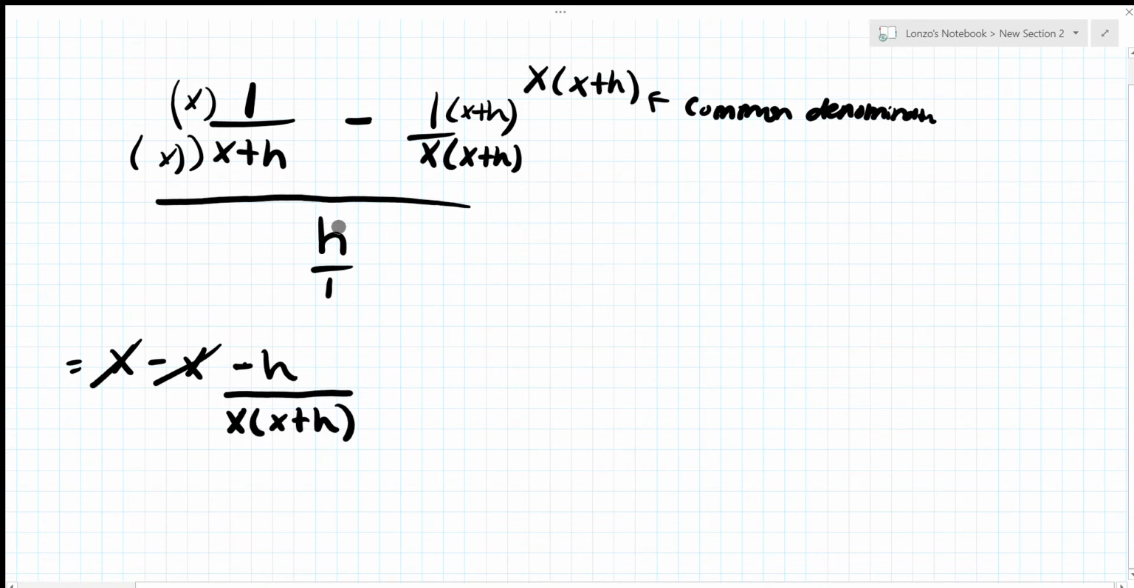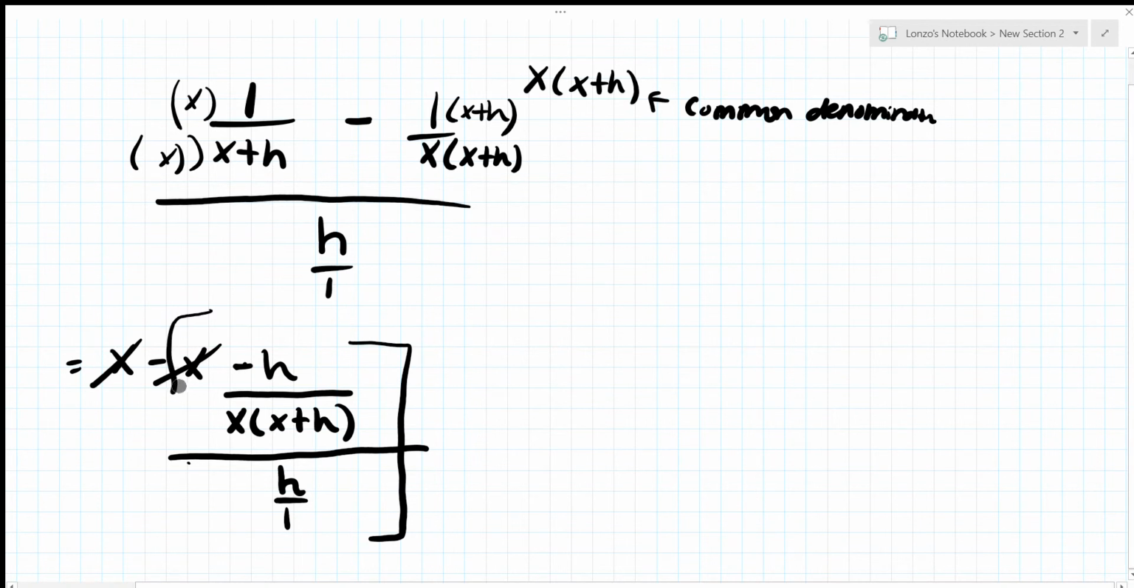And don't forget about this thing, we haven't simplified this. So it's divided by, I'm going to make the divide sign really big, long, divided by h over 1. Now we have a compound fraction. What is my common denominator of this compound fraction? We have a 1 here and an x times x plus h. It's just x times x plus h, right?